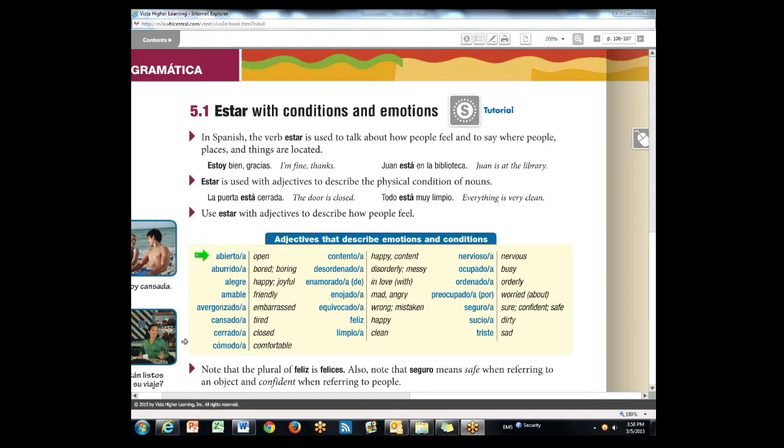Cerrado is the opposite of abierto. Cómodo means comfortable. So these are not too hard mostly to learn. So take a look at these and go over them 2 or 3 times and you should be okay.